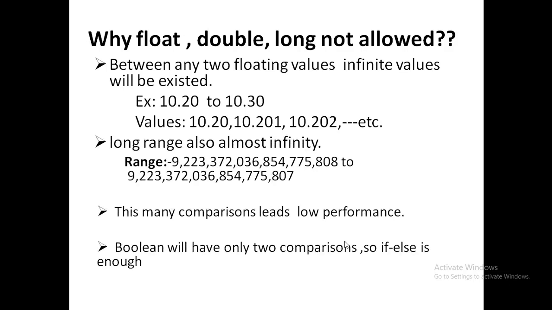This leads to low system performance. If you take long also, it's almost infinity, with this much range and this many comparisons, your system performance will go down. So float, double and long are not allowed in switch. Even boolean has only two comparisons, so if else is enough. Instead of using switch you can use if else. That is the reason boolean is also not allowed in switch.